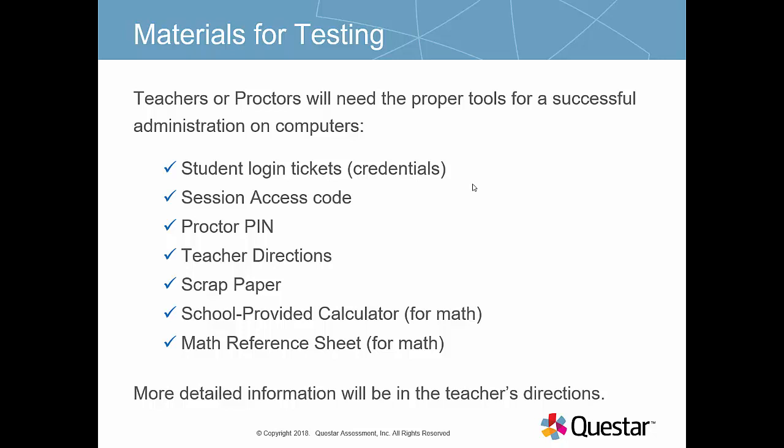Students should have directions and scrap paper: one sheet of lined paper for ELA, and for math, graph paper, as well as a sheet of regular scrap paper. They should also have a school-provided calculator and a math reference sheet. Both the calculator and the reference sheet are available electronically within the Questar Nextera testing platform.